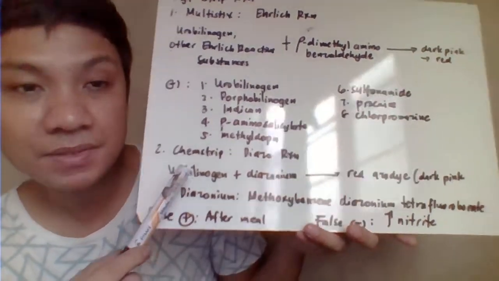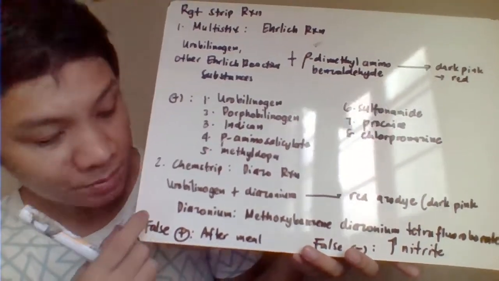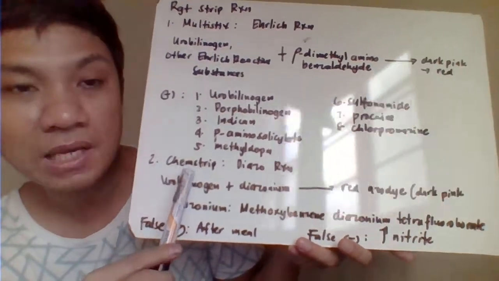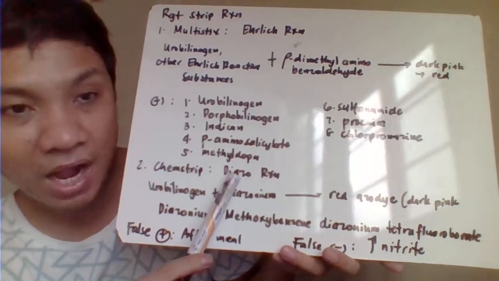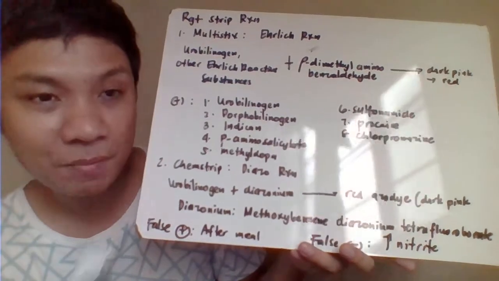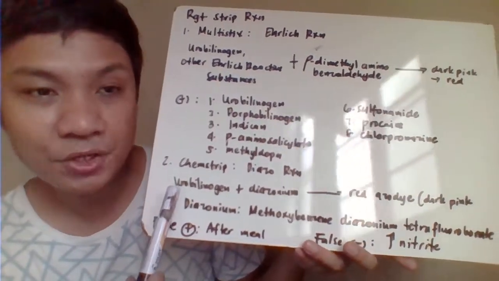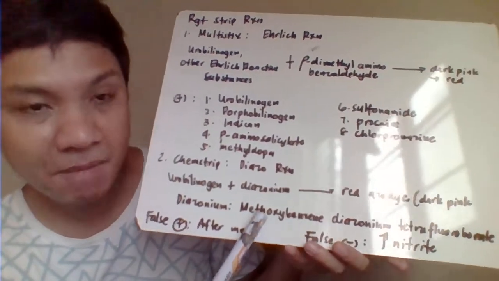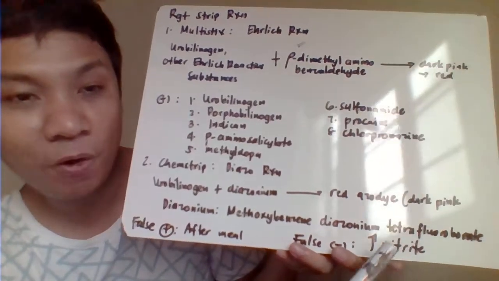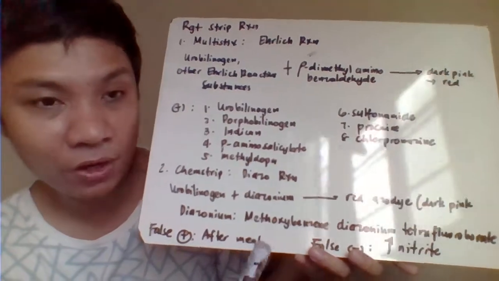On the other hand, the Chemstrip, the test brand, will only detect urobilinogen. So it is very specific for urobilinogen. This one utilizes the principle of the diazo reaction. So it uses a diazonium salt as the chromogen to produce a color reaction. The diazonium salt here is in the form of methoxybenzene diazonium tetrafluoroborate. Okay, and the end result is also a dark pink to red color.